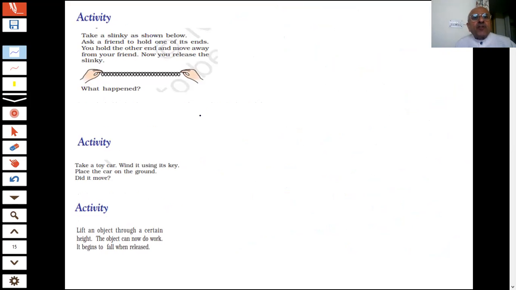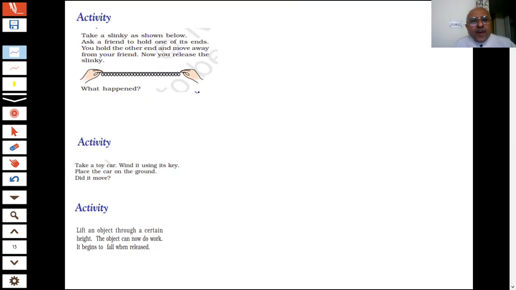Some more activities. Take a slinky as shown below. Ask a friend to hold one of its ends. You hold the other and move away from the friend. Now you release the slinky. What happens, student? Tell me what will happen in this case. So this acquired energy, student, when you move away from this. You are pulling outside, this will acquire energy because you are doing work on it, student.